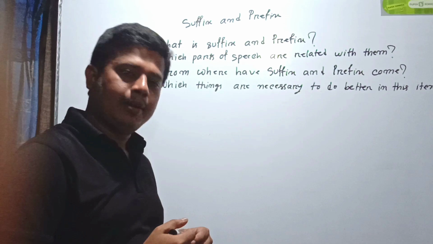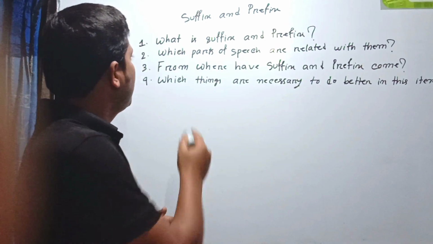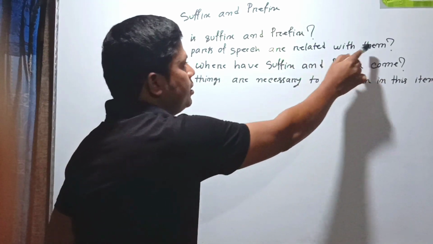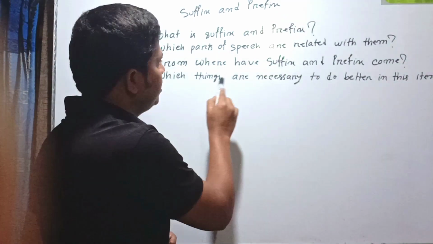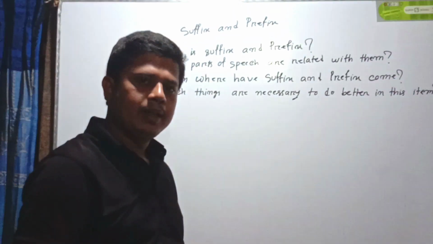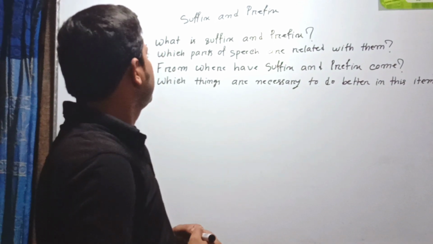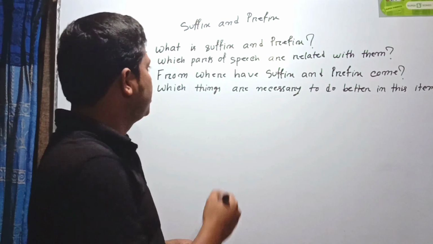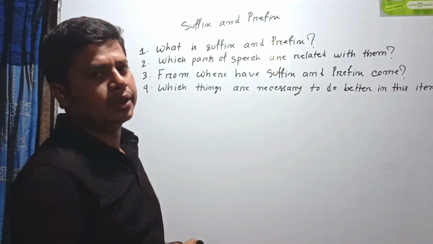Dear students, after completing this lesson, we will be able to understand what is suffix and prefix, which parts of speech are related with them, from where have suffix and prefix come, which things are necessary to do better in this item. Dear students, have you got it? Okay, fine, thank you. Let's discuss these 4 questions. If we learn question by question, then you will be able to understand all the basic things of suffix and prefix.